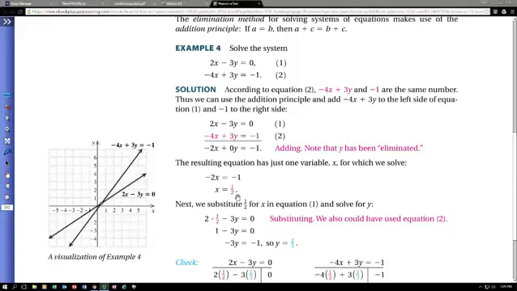So what do I have here now? I have a number for one of my variables that should be the common solution, or the solution to the system, which is going to be an ordered pair.